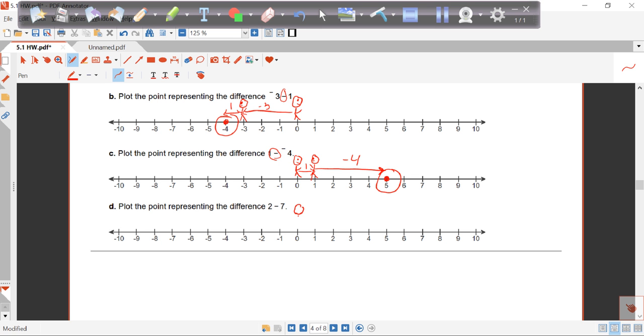All right. The last one, he goes forward 2. Turns around. And then goes forward 7. Ends up at -5.